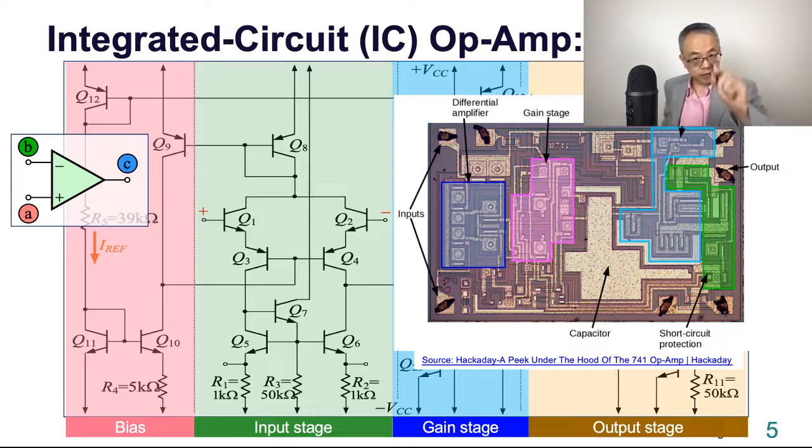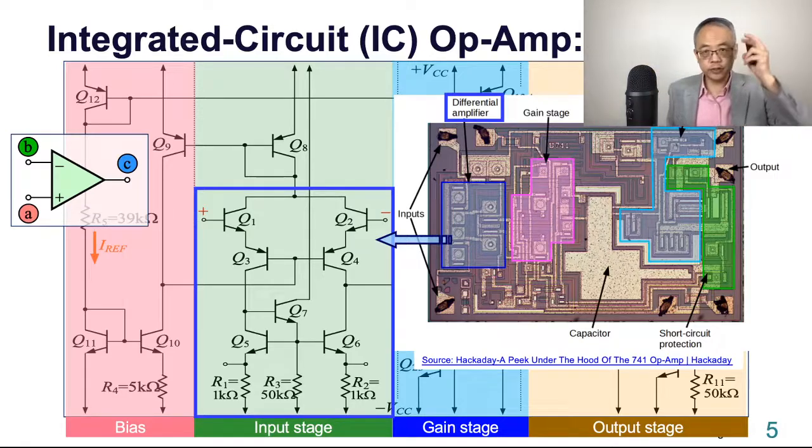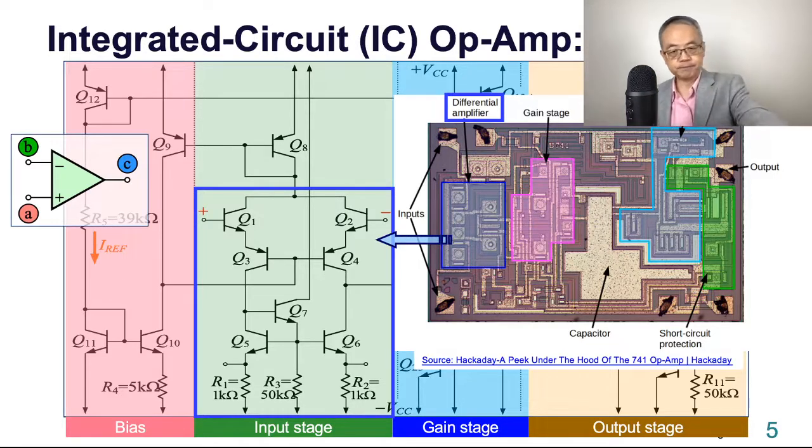So you saw this before, right? This is the microscopic view of a real operational amplifier. And there's a stage called the differential amplifier. It's the input stage. The differential amplifier is this. The blue corresponds to the blue, okay? So now, there are actually two reasons that cause the offset voltage.